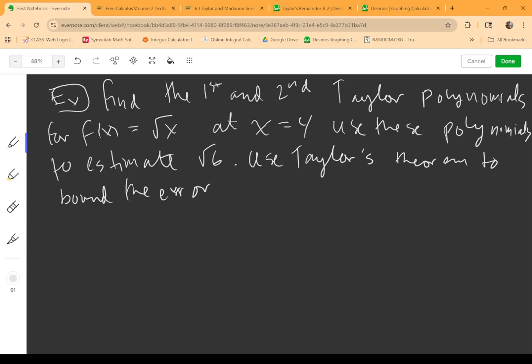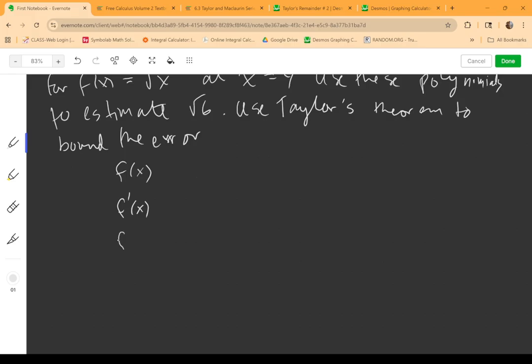Okay, so here let's start by building the polynomials. We're going to need f of x, f prime of x, and f double prime of x. And actually, using the error, we're also going to need f triple prime of x, because R sub 2 is going to require us to have the third derivative. So we'll just do it right here.